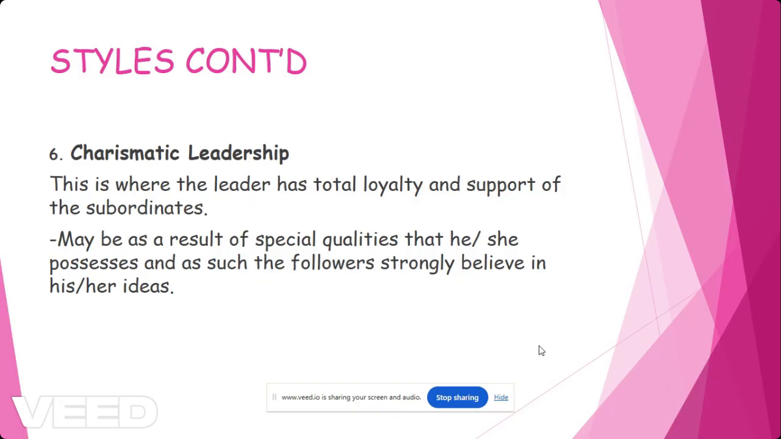The leader may have inborn traits or unique characteristics or attributes that make him different from other leaders. He may be kind to the workers, he may be sincere and humble. So they just admire his traits, and that's how he leads the organization.